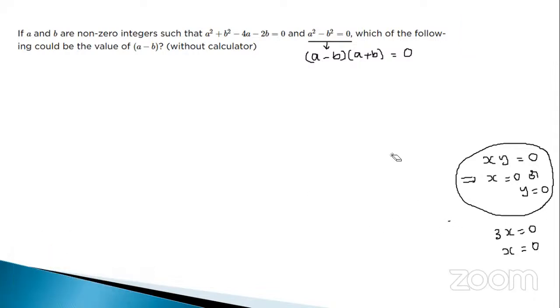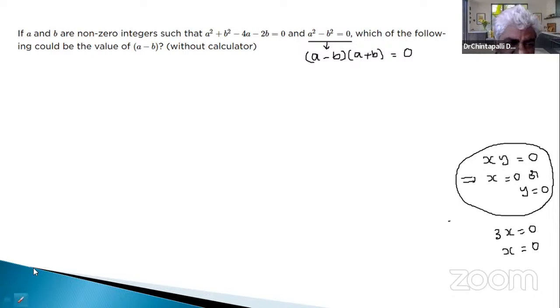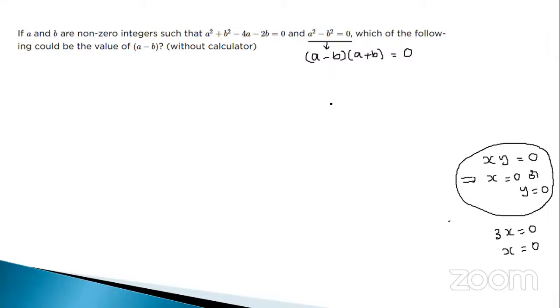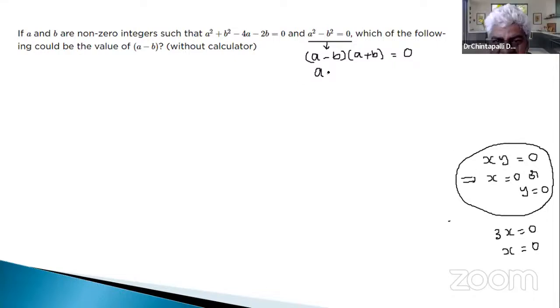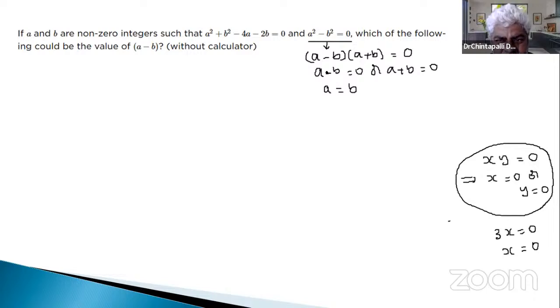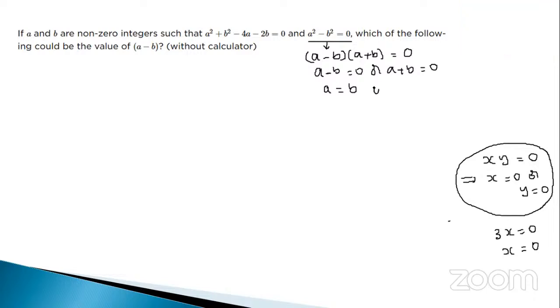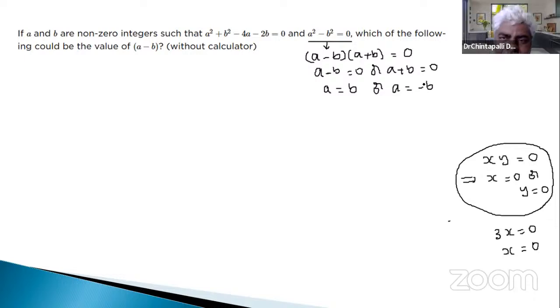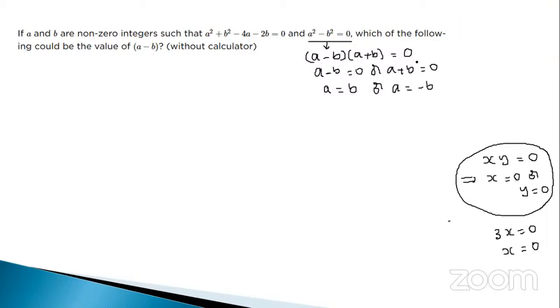Use the same principle here. (a minus b) into (a plus b) is equal to 0, which means either a minus b is equal to 0 or a plus b is equal to 0, right? What happens if a minus b is equal to 0? Then a is equal to b, right? Or a is equal to minus b. Got it? Yes, sir.